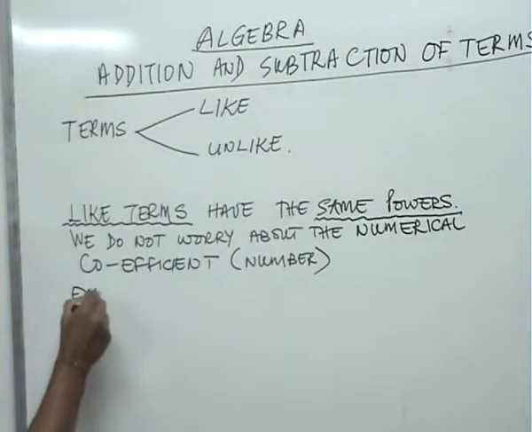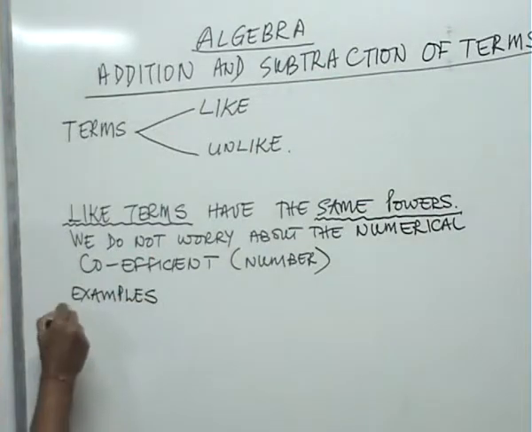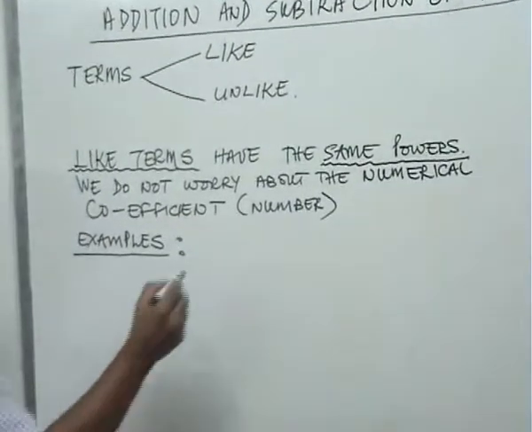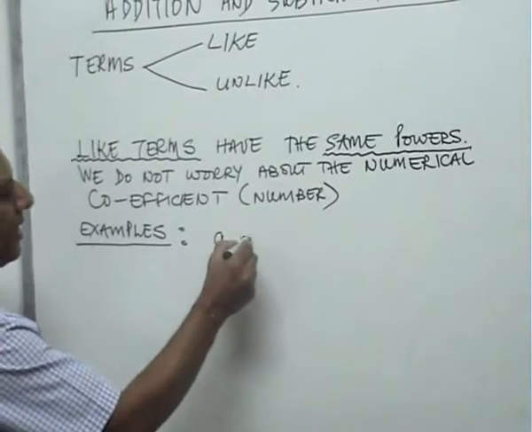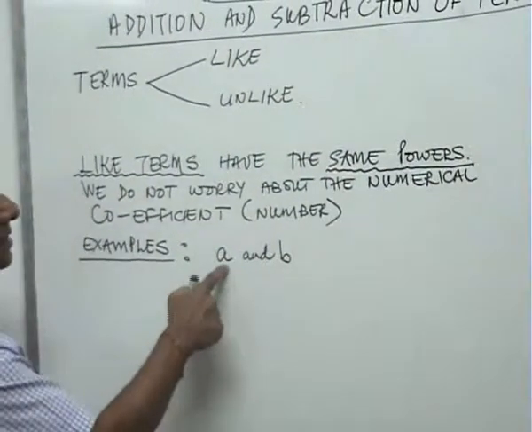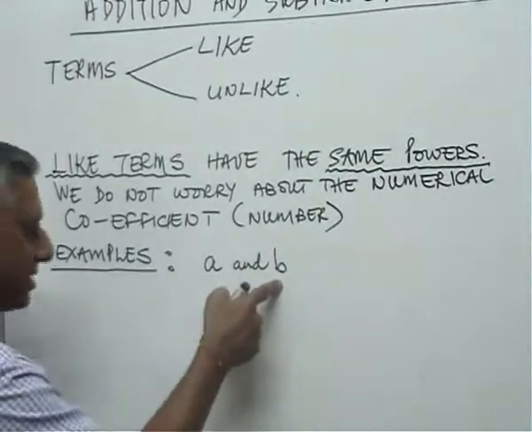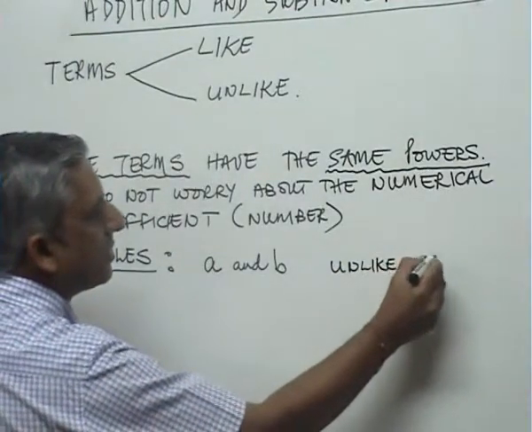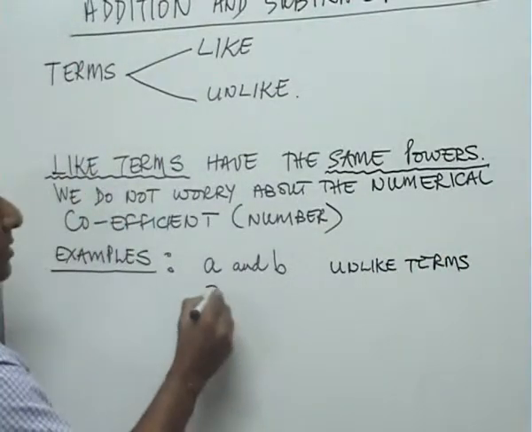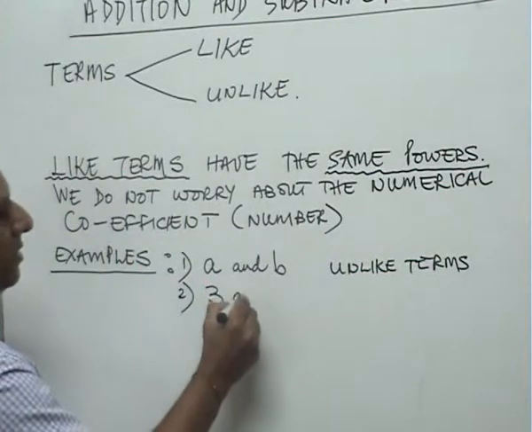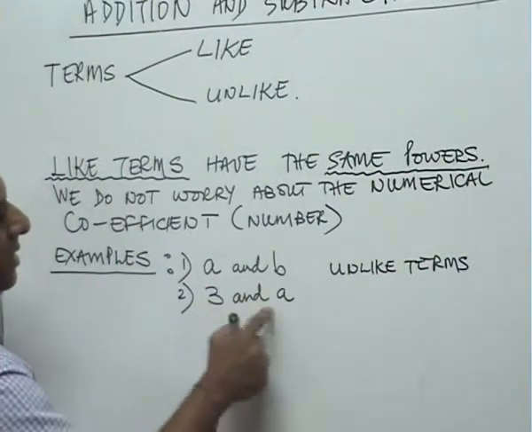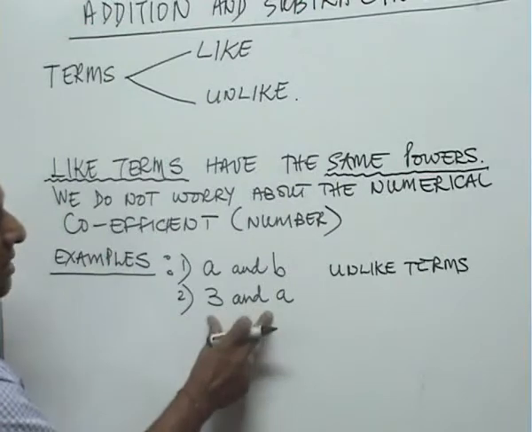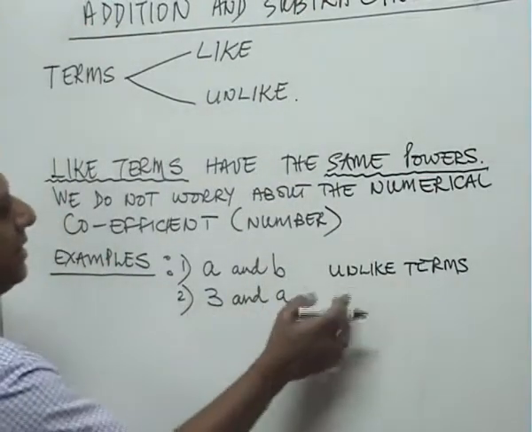Right, let's take some examples. And now you'll see why we spent so much time earlier on dealing with powers and explaining that powers are the same. If you take A and B, these powers are totally different. They're not the same. Therefore, A and B are unlike terms. Let's do another example. 3 and A. This is a power 3, the base is 3. This is a power A to the 1, the base is A. The bases are different. So if the bases are different, they are unlike terms.